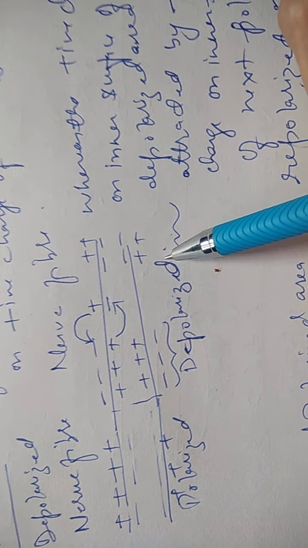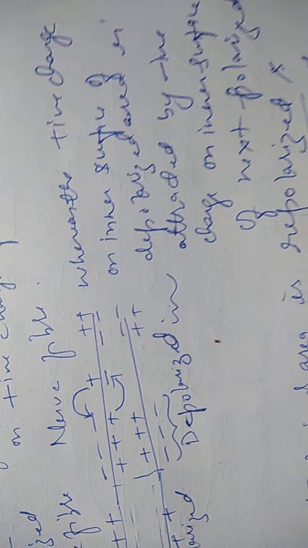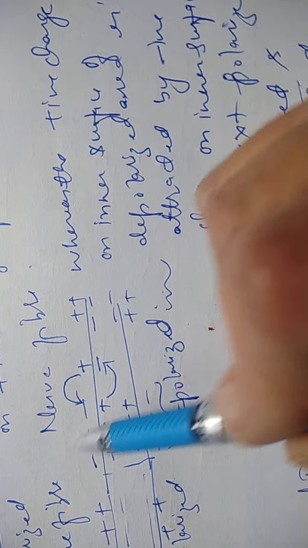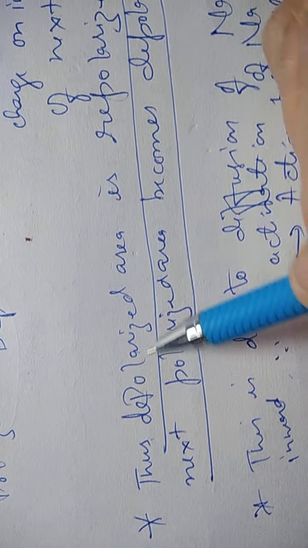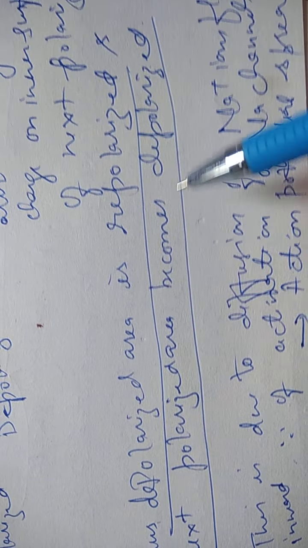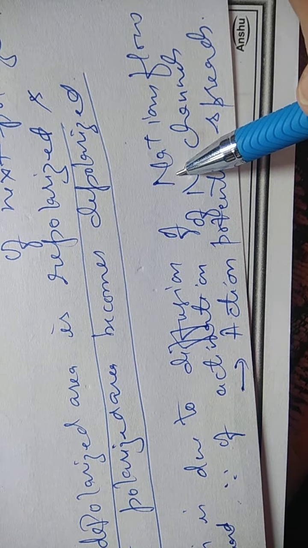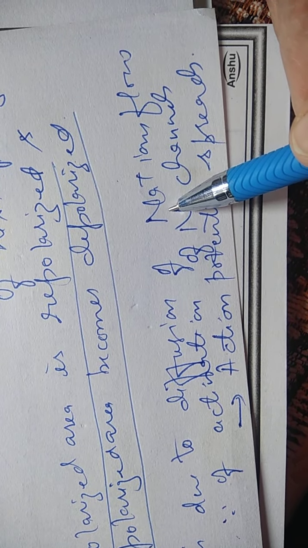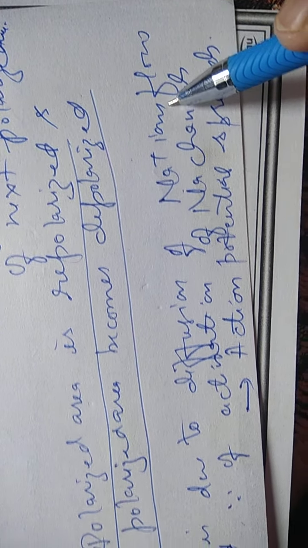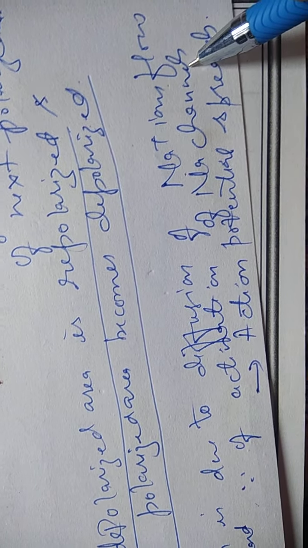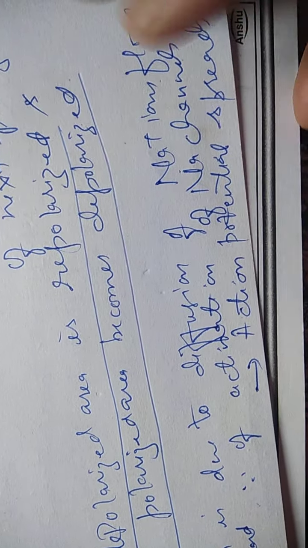So in this way, the nerve impulse is conducted to the next portion of the nerve fiber. Thus the depolarized area is repolarized and the next polarized area becomes depolarized. This is due to diffusion. Actually this is happening due to the differential flow of ions, due to the diffusion of sodium ions flowing inward because of activation of sodium channels. In this way, action potential spreads.